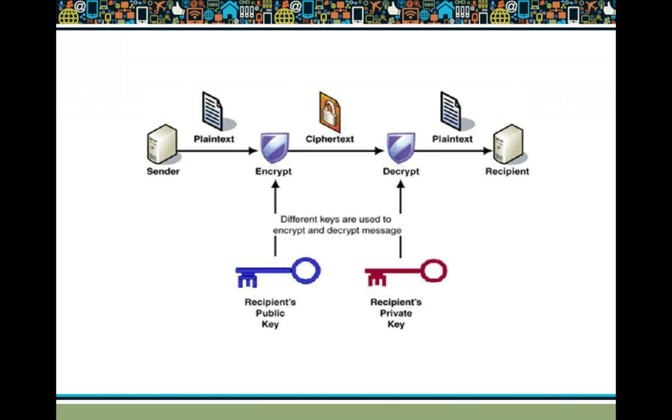And at the receiving end, the receiver has a secret key, which is his private key. With the recipient's private key, the message is going to be decrypted and converted to plain text, and it is intelligible to the recipient. Okay. So this is the basic diagrammatic representation of public key cryptography.